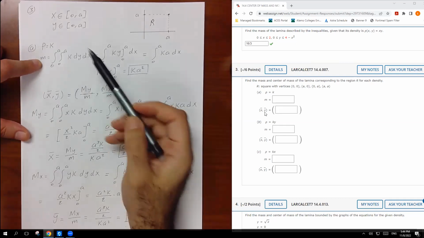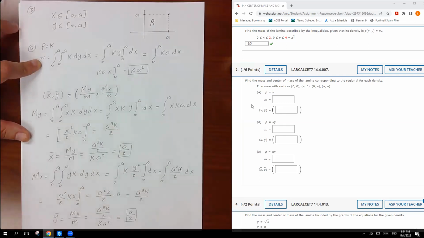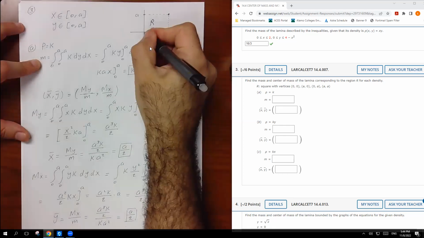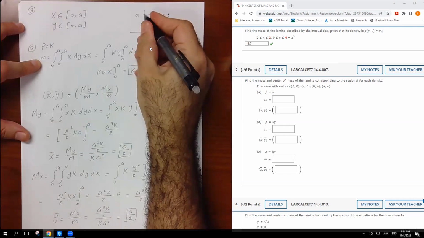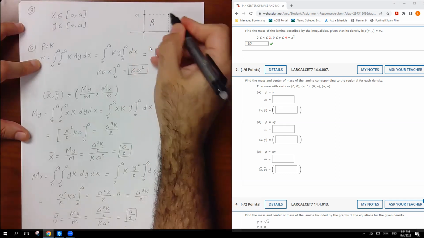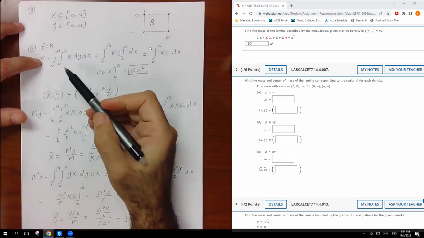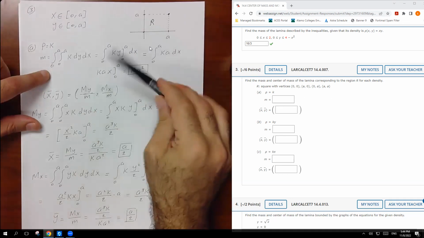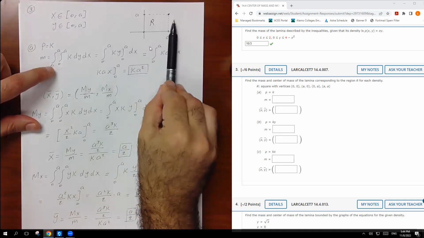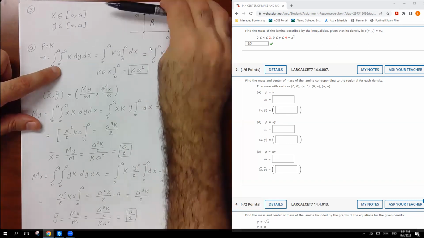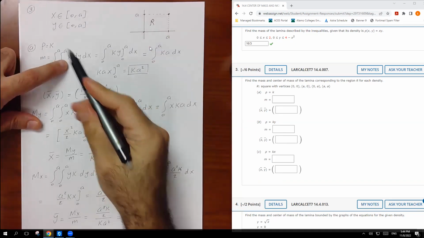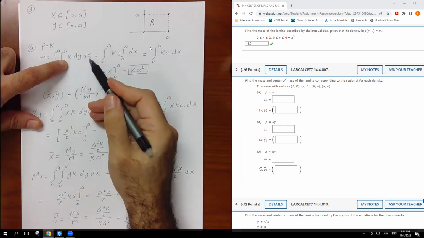M is going to be, for this region, they give you the region R is the square with the vertex 0, 0. So here is the point 0, 0, and with the points 0, a and a, 0 and a, a. So here is our region. That means it's going to be the integral with respect to x from 0 to a, for y from 0 to a, k, here's the density, dy dx.